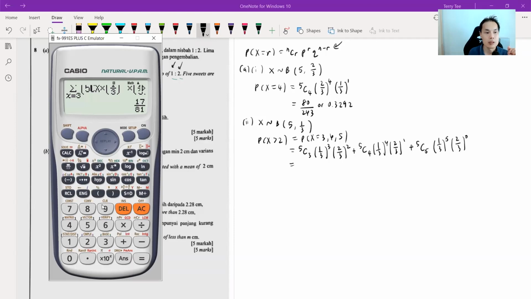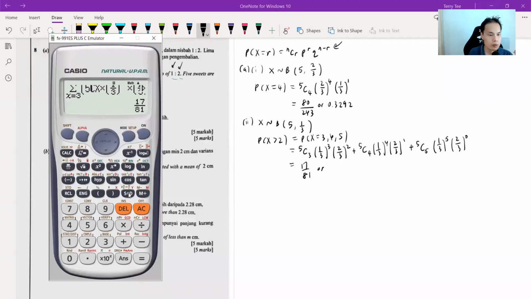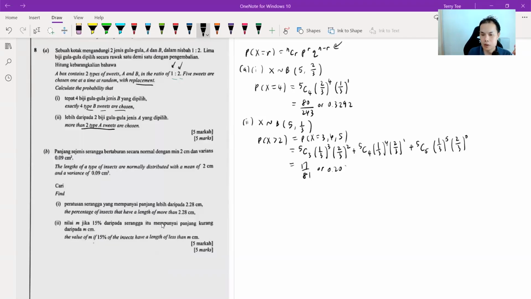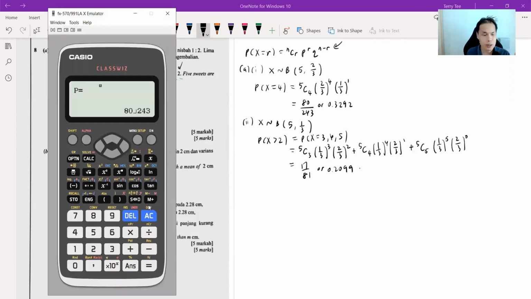So there you go. I got 17/81. Or if you change to decimal, it's 0.2099. Yeah, 17/81 or 0.2099. Okay, if you want to use this calculator, you can do the same. And this calculator, there are various functions you can use. 2 functions you can use. And one, you stick back to PD.